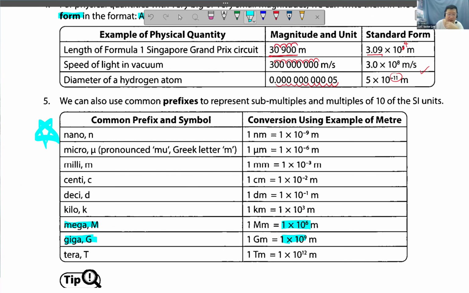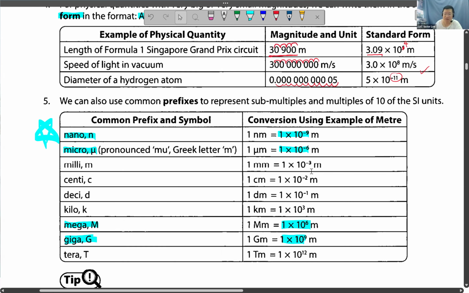Okay. And the other one is nano also possible. And micro. These are the few that happen to be 6 and 9. I don't know why. Because the mini, centi, deci, kilo, we are very familiar already, so they are unlikely to test around here. They test a bit beyond, which is micro, then nano, or mega, then giga.